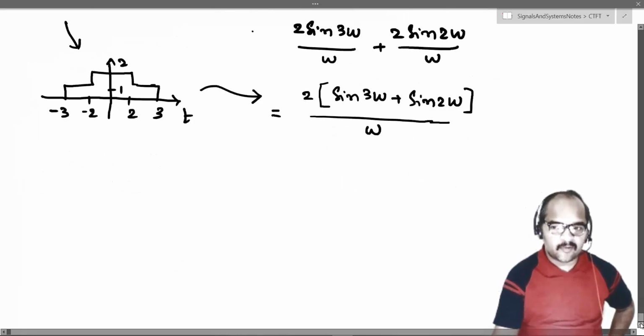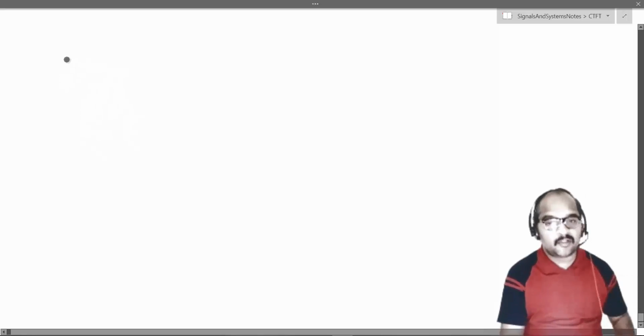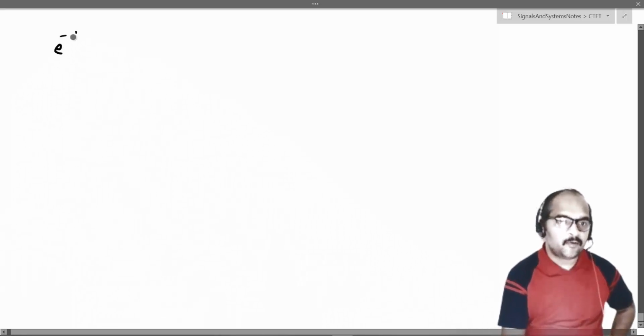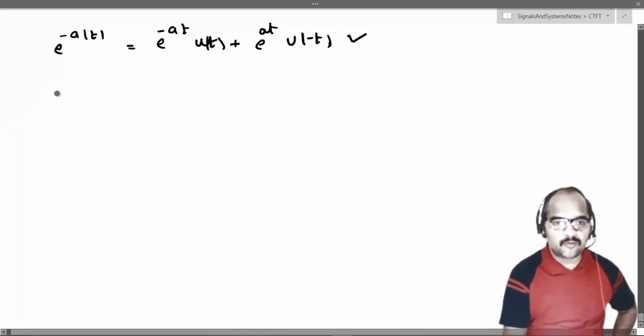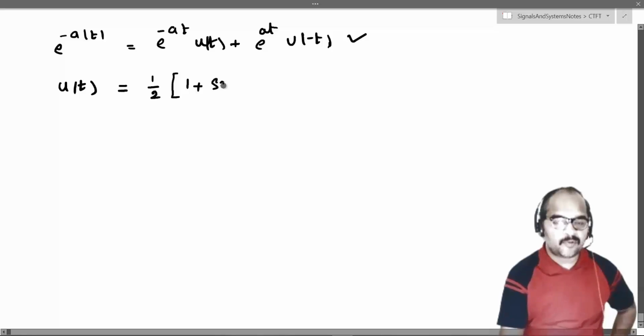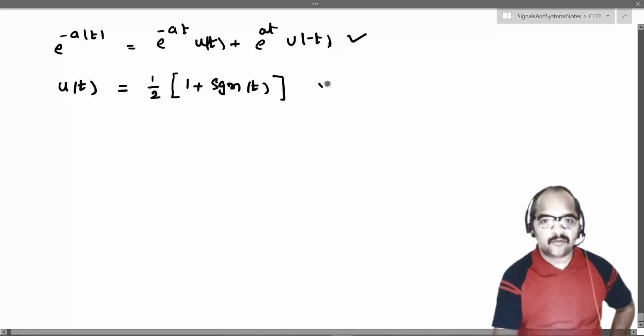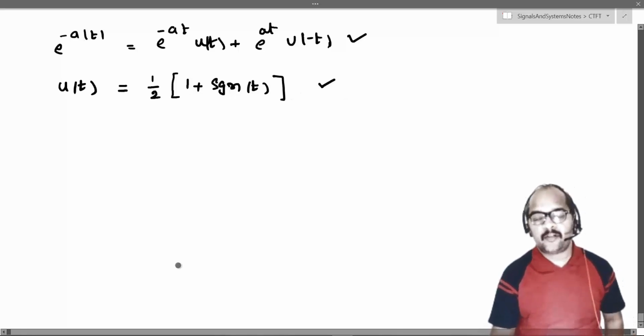So this is one example, but if you remember, we have already used the linearity property to find the Fourier transform of e power minus a mod t, correct? So we got this to be e power minus a t u of t plus e power a t u of minus t, correct? So here we again used the linearity property. One more place where we have used it is to find the Fourier transform of u of t. So what is that? We got u of t to be 1 by 2 times 1 plus signum of t, correct? So here also which property do we have to use? We have to use the linearity property. We have used it to find the Fourier transform of u of t.